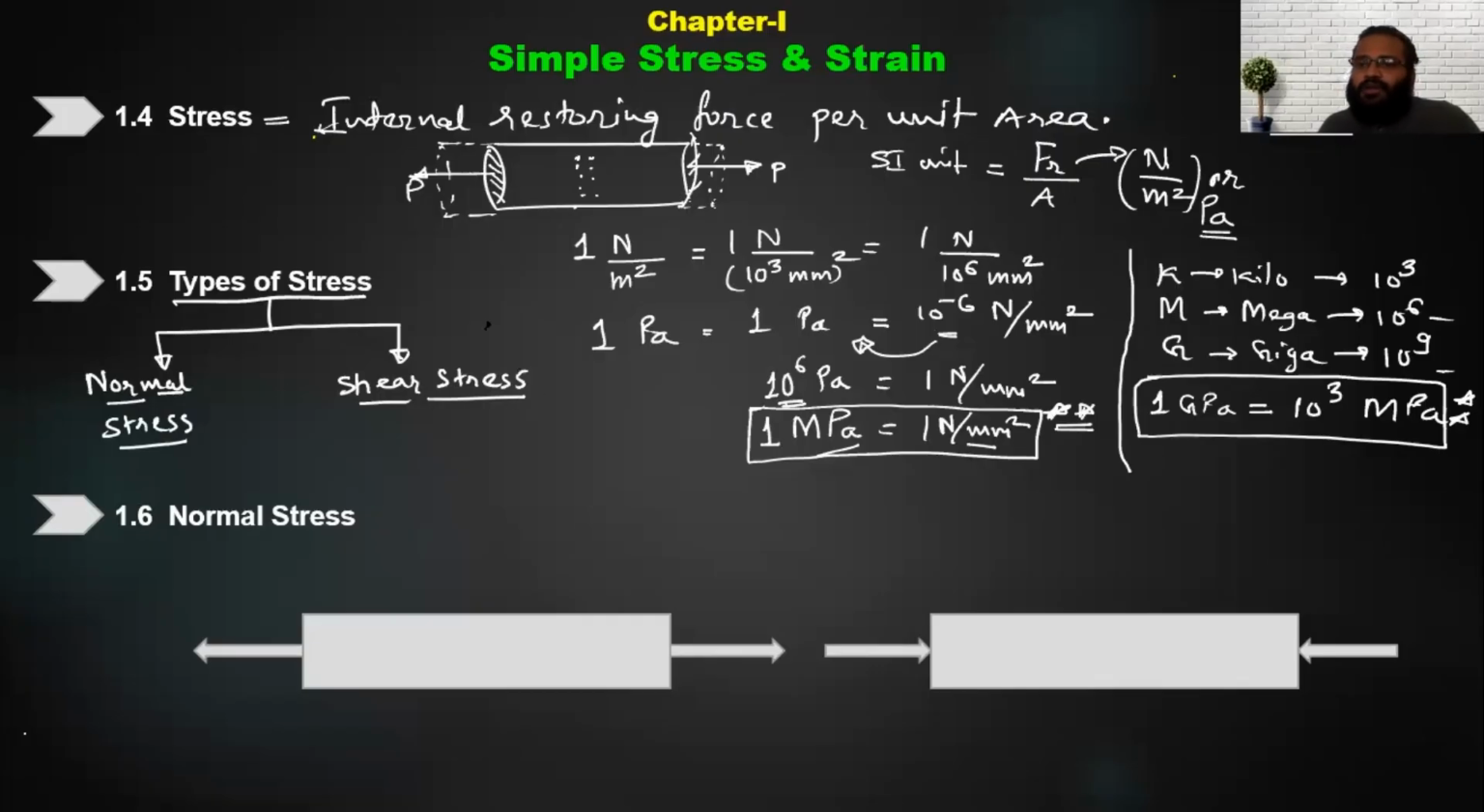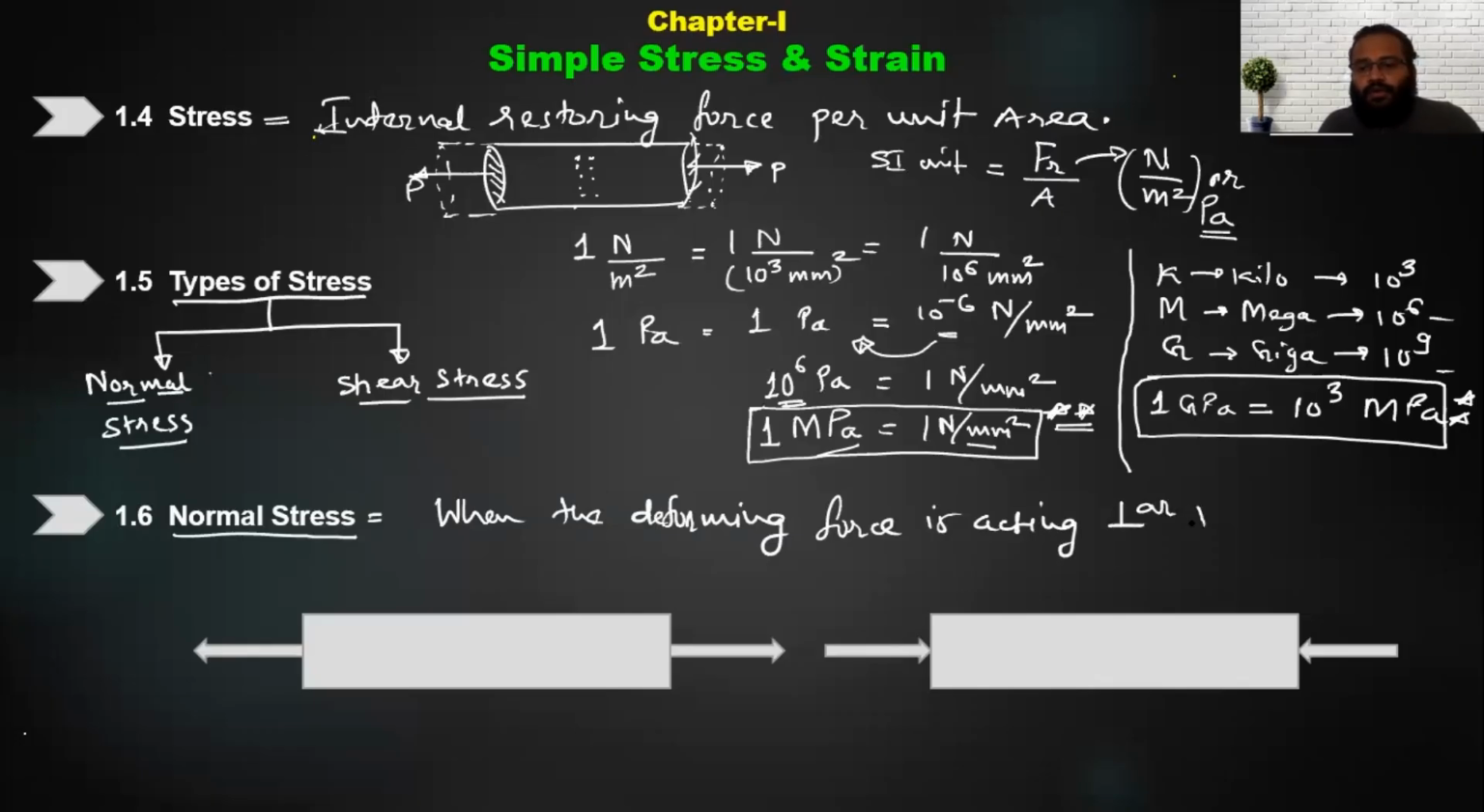Now, what do you mean by normal? Normal means perpendicular. So what do you mean by normal stress? That is the next point which we'll be understanding. So what is normal stress? Normal stress is when the force is acting perpendicular to the cross section of the body. When the force is acting perpendicular to the cross section of the body, the stress induced, we call it as normal stress. I am writing it here: when the deforming force is acting perpendicular to the cross section of the object or the material.